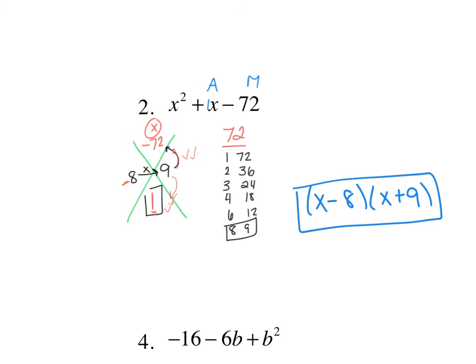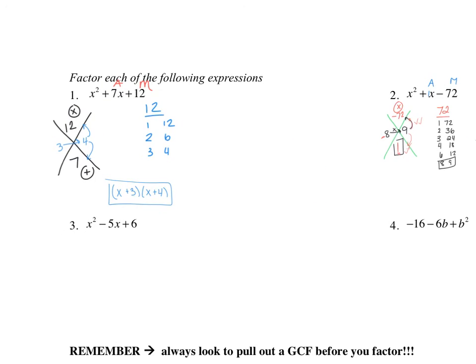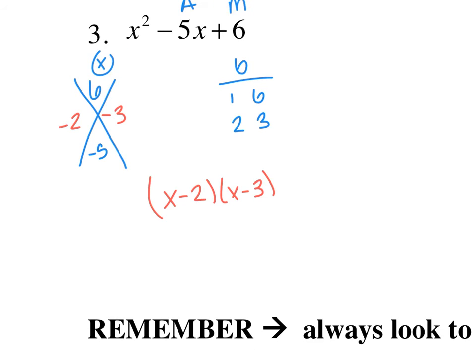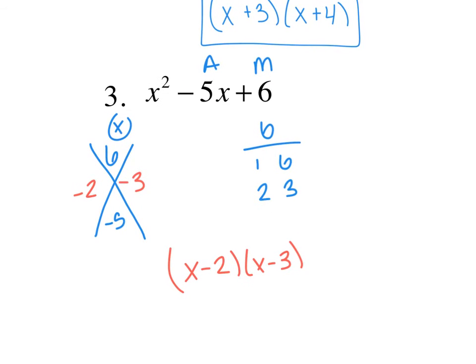Try to do the next example by yourself. Your final answer for this example is (x - 2)(x - 3). The reasoning is that I want to find two numbers that multiply to a positive 6 but add together to give me a negative 5. Negative 2 times negative 3 is positive 6, and negative 2 plus negative 3 is negative 5. So my factors for x squared minus 5x plus 6 are (x - 2)(x - 3).